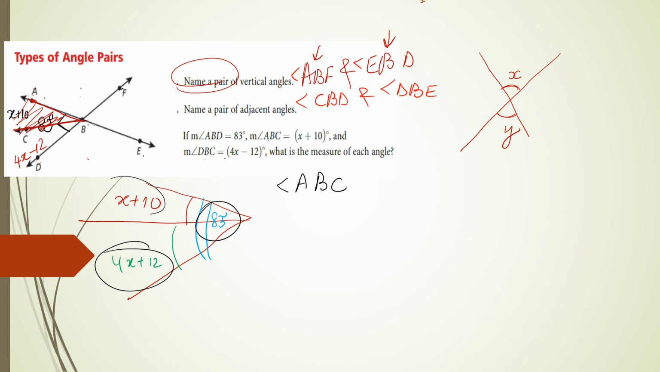Don't write ACB. No, name it the way you move your hand. Like this is A, then this is B and then this is C. So keep the pencil on the paper. So ABC or CBA. Okay, angle ABC plus angle what?